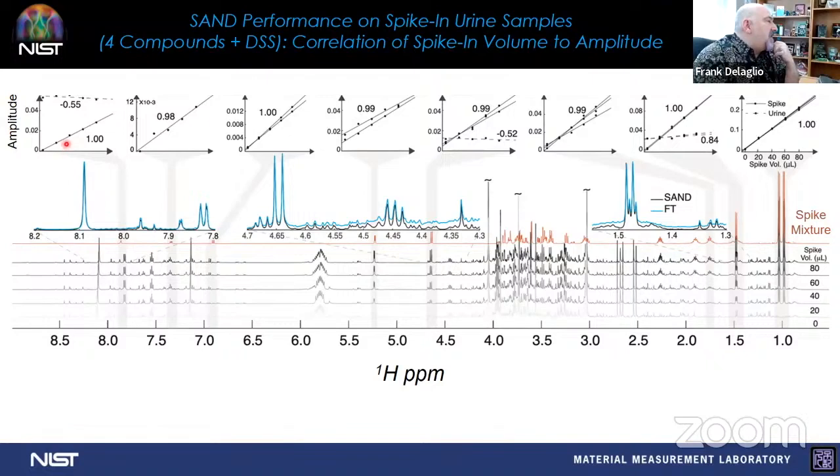In the little graphs at the top, you can see the integrals of particular peaks in given regions where we know there are compound spike peaks. And in all the cases, we get remarkable correlation between the amplitudes that we measure in the spectrum and the expected linear behavior with the amount of spike-in compound. So this is how we validated SAND.